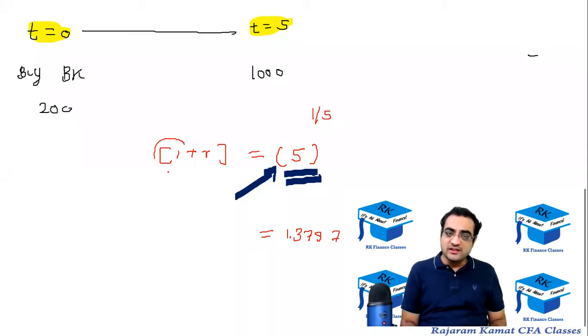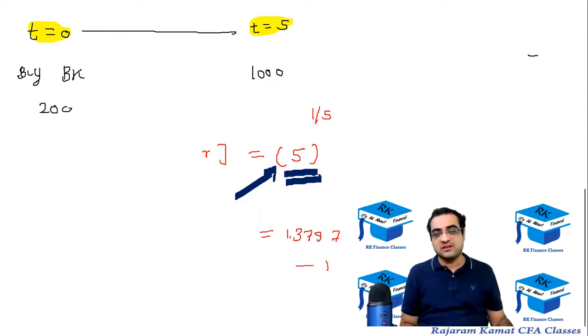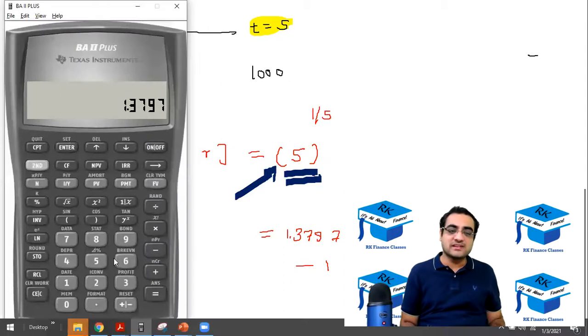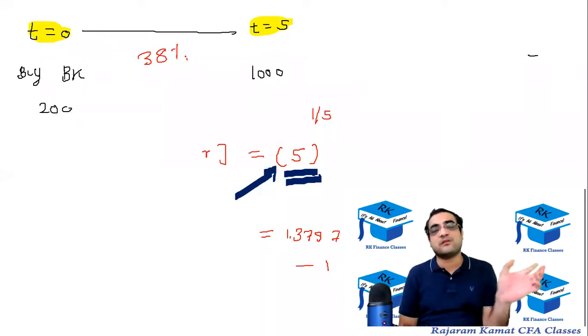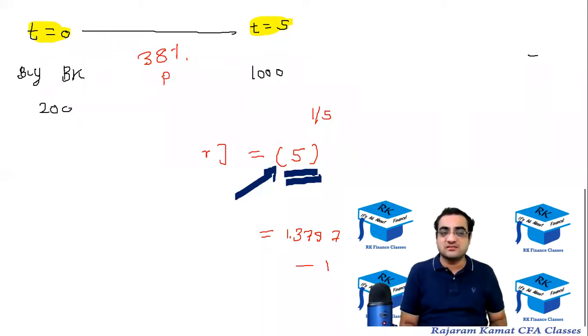And then this 1, you take it on the other side. This 1 plus will go on the other side and now that will become minus 1. So 1.3797 minus 1, the return would be around 38%. 37.97 means around 38%. This return is called the annualized return because the total period is 5 years. So it's called per annum return.